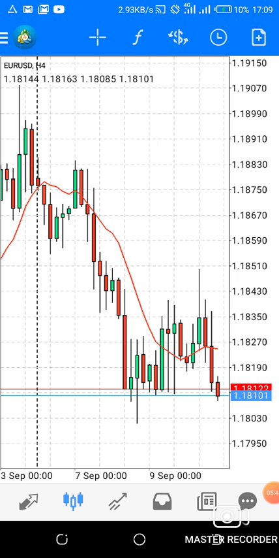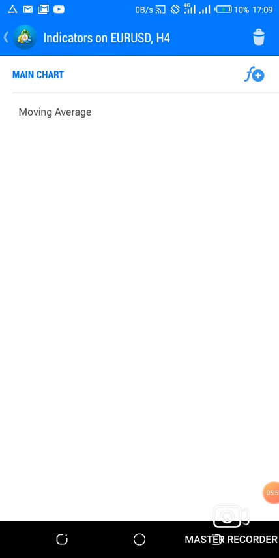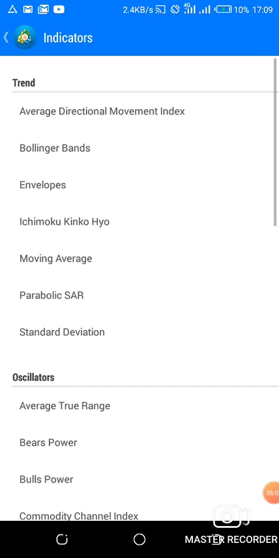You click on the F again. Don't forget I told you that is the area you go to add your moving average. You click on the F again. Now don't click on this moving average. If you click on this moving average, it means you want to edit the initial one you have added to your chart.